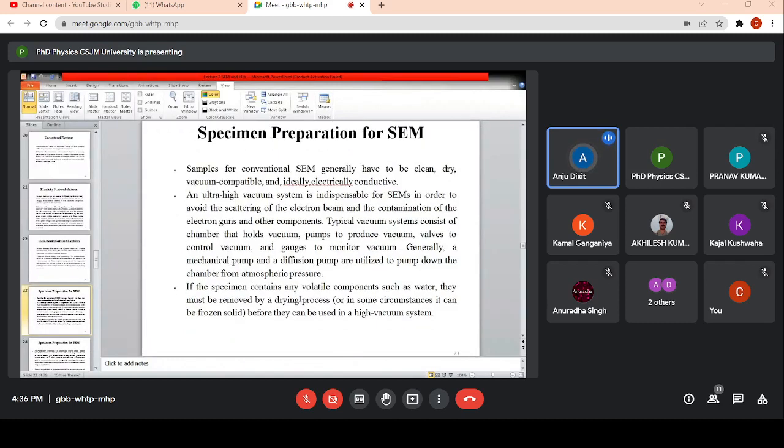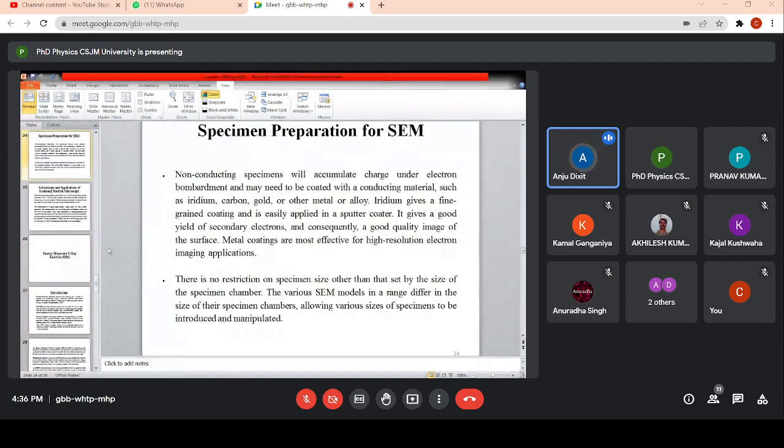If the specimen contains any volatile components such as water, they must be removed by a drying process. तो इस पे मतलब मटेरियल शुड बी ड्राई, उसमें कोई भी वाटर कंपोनेंट नहीं होना चाहिए, वेट नहीं होना चाहिए. तो उसको ड्राई करके ही हम मेजरमेंट कर सकते हैं, अदरवाइज हमारी जो इमेज आएगी सैंपल की वो ब्लर्ड आती है. और इन सम सर्कमस्टांसेस it can be frozen solid before they can be used in a high vacuum system.